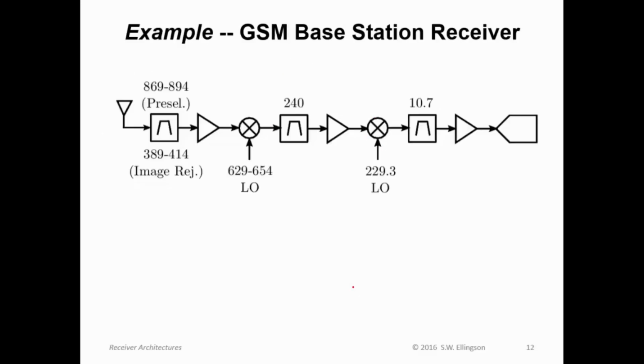Here's yet another example, a GSM base station receiver. GSM is a cellular protocol, becoming less common these days, but still appears in a big chunk of the world. Let's say we have this frequency range, and we want to produce a signal here.